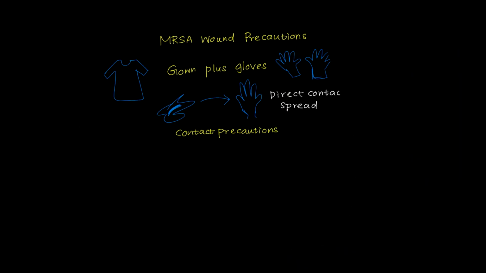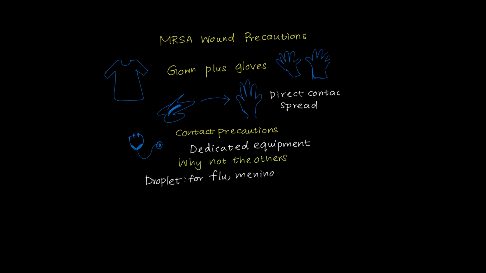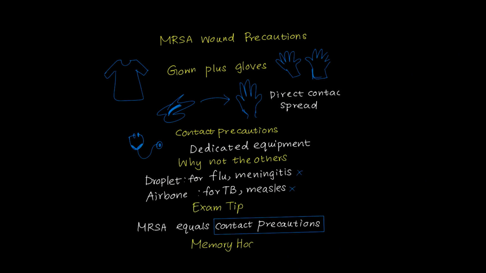Droplet precautions with a mask fit flu and meningitis, not skin or wound organisms. Airborne precautions with a respirator fit TB and measles, which float in the air. MRSA never becomes airborne from a wound, so respiratory protection is not needed. Reverse isolation protects immunocompromised patients from outside pathogens, which is the opposite direction of what MRSA requires. Protect others from the patient, not the patient from others.